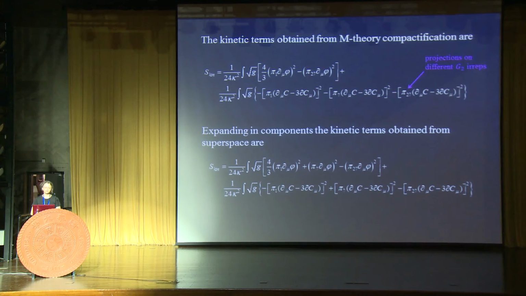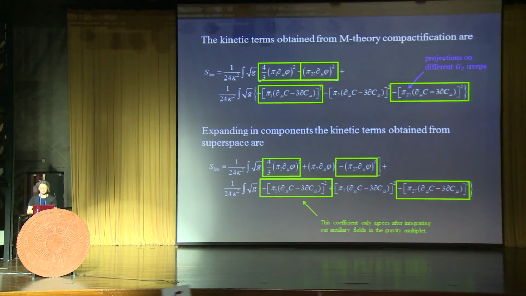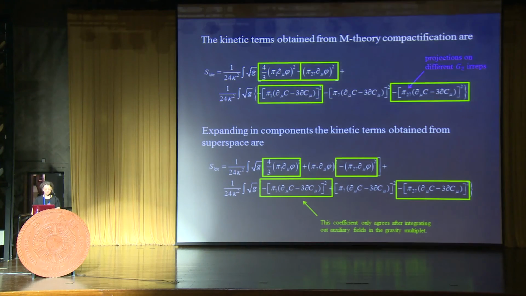Now we want to compare this with the M-theory results. Again, using some G2 magic, we can write the kinetic terms in the form of the first equation. So it's a bit tedious, but it's no problem. And this comes in a form that we can compare with the superspace result, which is the second equation. And I highlight here the terms that just agree exactly.